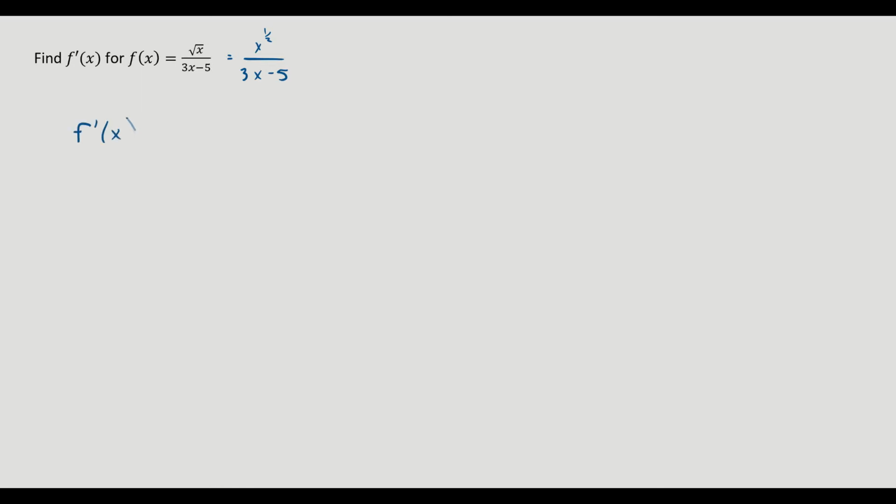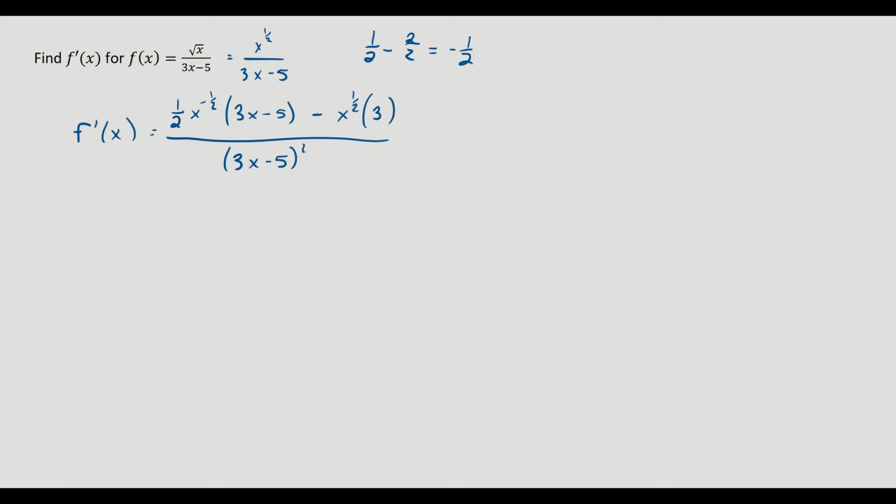So now f prime of x is equal to the derivative of the top function. So I bring down the 1/2 and I have x to the negative 1/2. That would be because I'm going 1/2 minus 1, which is 2 over 2, and that gives me negative 1/2. So that's my new exponent. Times the bottom function minus the top function times the derivative of the bottom, which is just 3. And then all of that is divided by the bottom function squared.